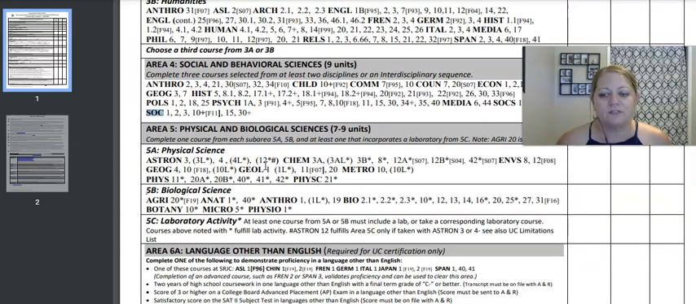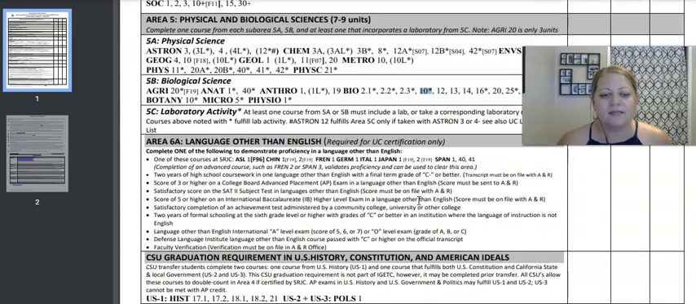Area 5 is your physical and biological sciences. So you are going to need 1 physical science, 1 biological science, and 1 class needs to be with a lab, just the same as it was with the CSU. It's the same rule on the 3L versus the Bio 10 with just the asterisk. That indicates that Bio 10 has a lab. And then area 6A is language other than English. We call this LOTE. We're notorious for shortening things and using abbreviations. And this is required only for the IGETC to be certified for the UC.